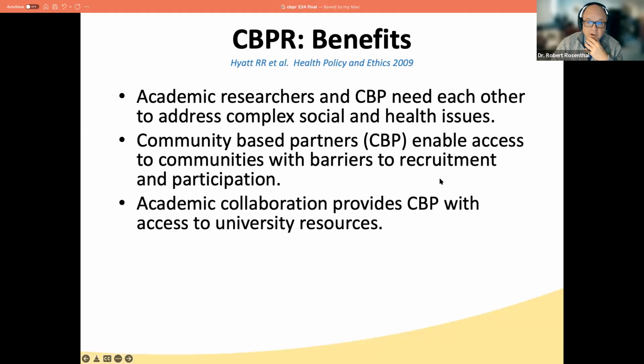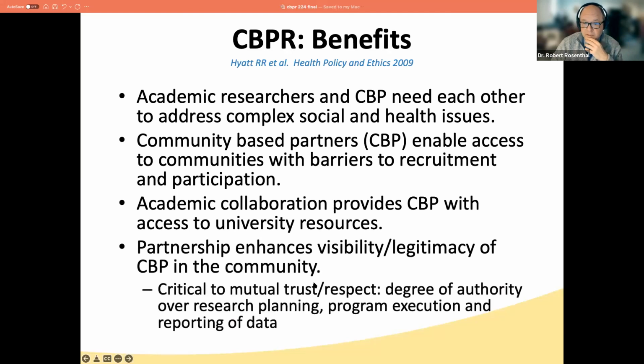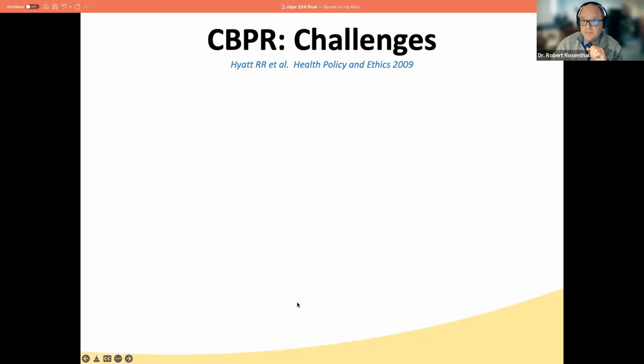On the community partners' side, academic collaboration provides them with access to university resources, money, ethical review, et cetera. And the partnership enhances visibility and legitimacy of the community-based partners in the community. But critical to this, along with mutual trust and respect, is that the degree of authority over research planning, program execution, and reporting of data needs to be collaborative. If any of these things break down at that point, then you lose a lot of benefits.